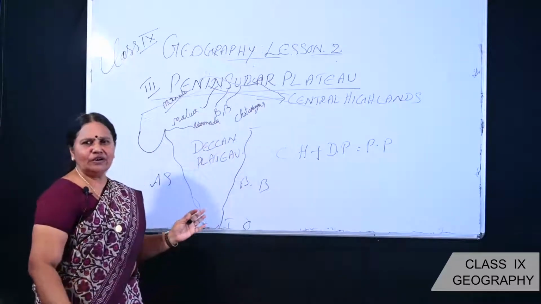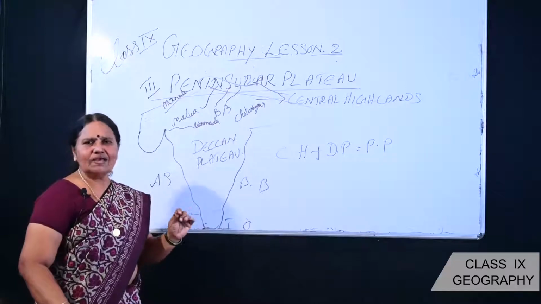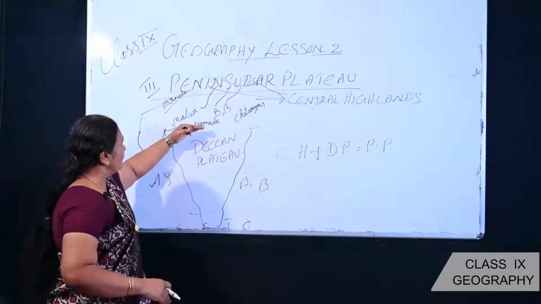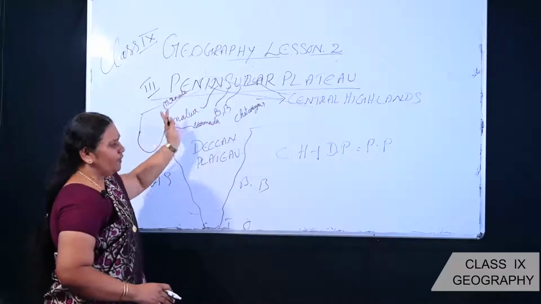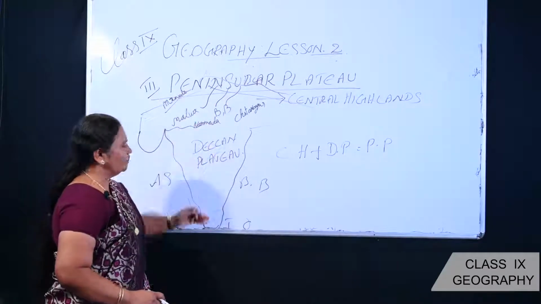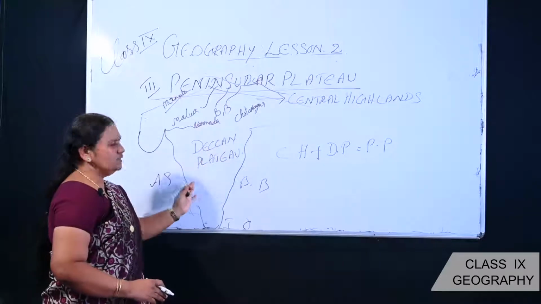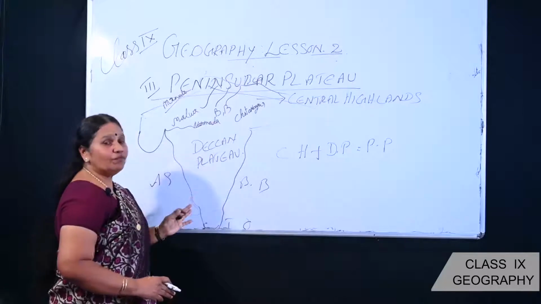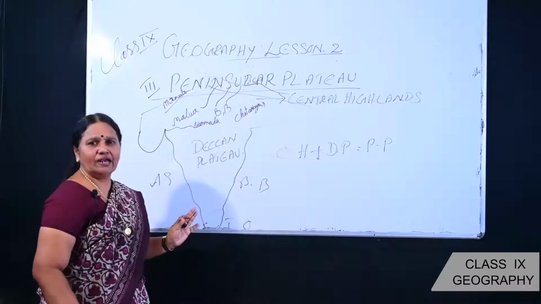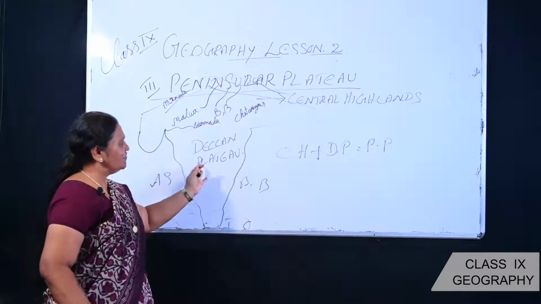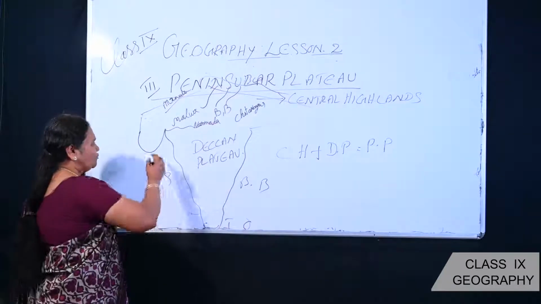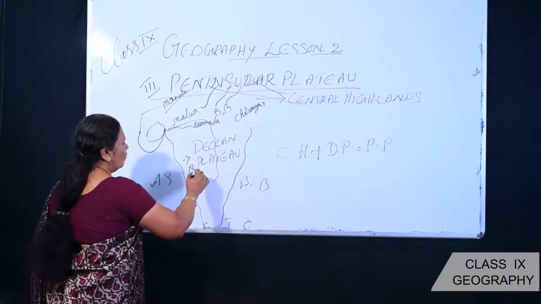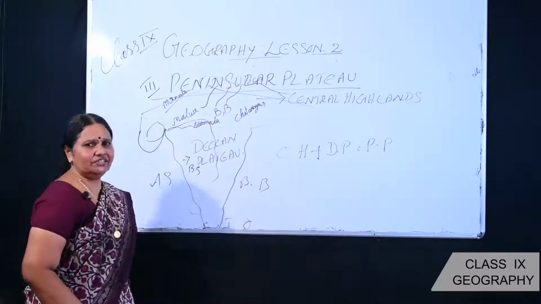We know that the plateau region is made up of igneous and metamorphic rocks along with crystalline rocks. North of the river Narmada is called the Central Highland, and south of the river Narmada is called the Deccan Plateau. The Deccan Plateau is a tabular landform, also made up of igneous, metamorphic and lava rocks. Very interesting, the Deccan Plateau is noted for black soil, particularly the Gujarat and Maharashtra region, good for cotton cultivation.